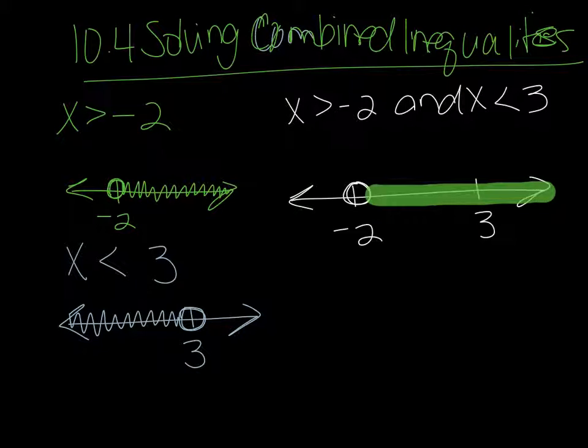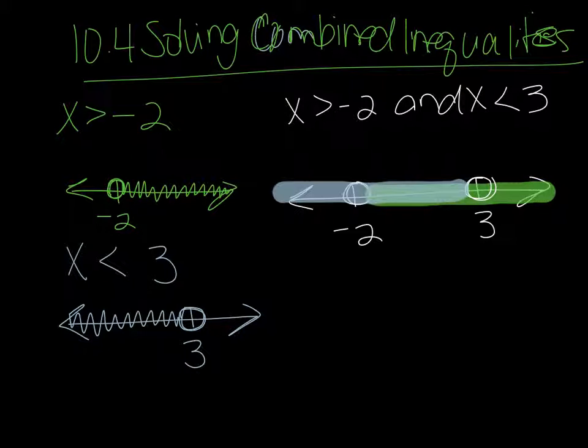Okay, and then let's do the same thing. X is less than 3. Once again, we're not going to shade it in yet. If x is less than 3, open or closed dot? Open. And which direction would I shade? To the left.